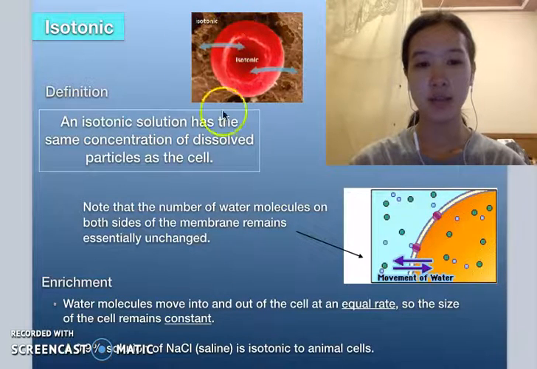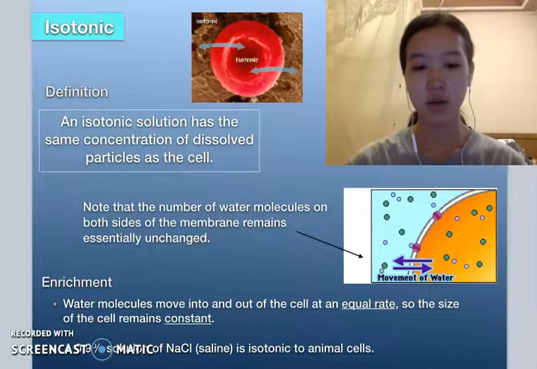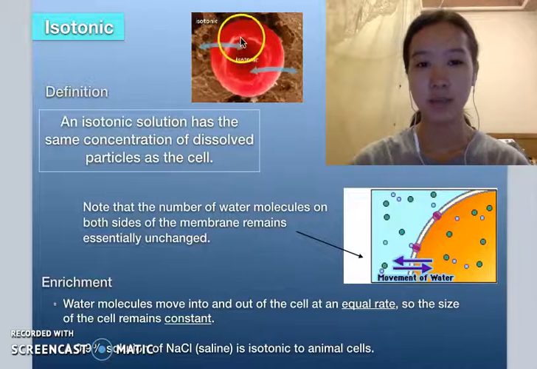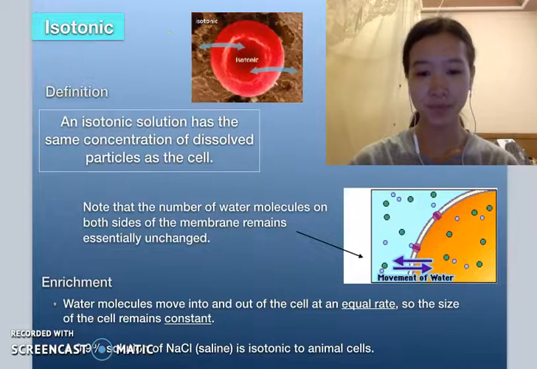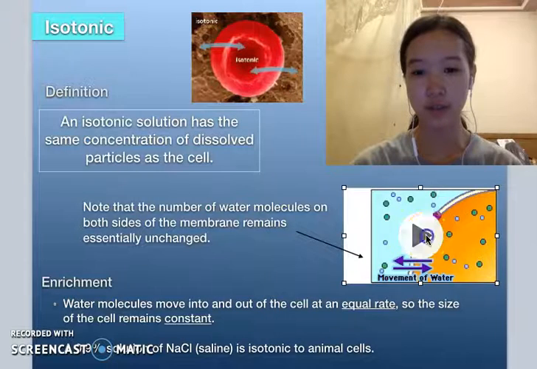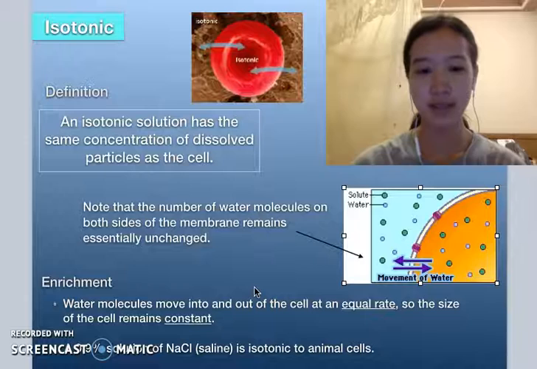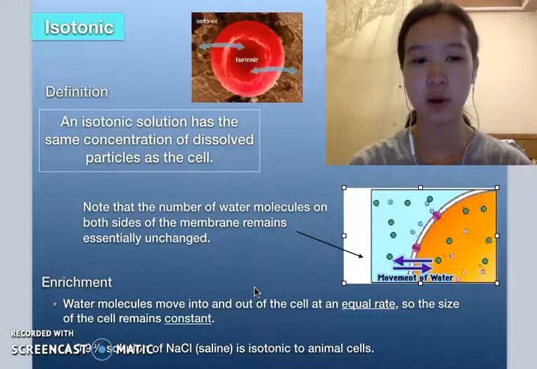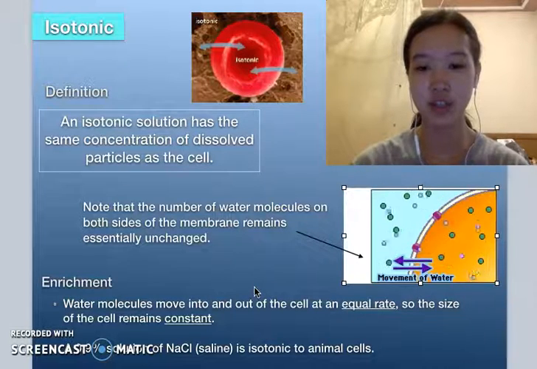So in the diagram here, we can see that because the concentration of molecules outside and inside are the same, water molecules move into and also out of the cell. And if you look at this short video here, we can see that the number of water molecules on both sides of the membrane remains essentially unchanged.